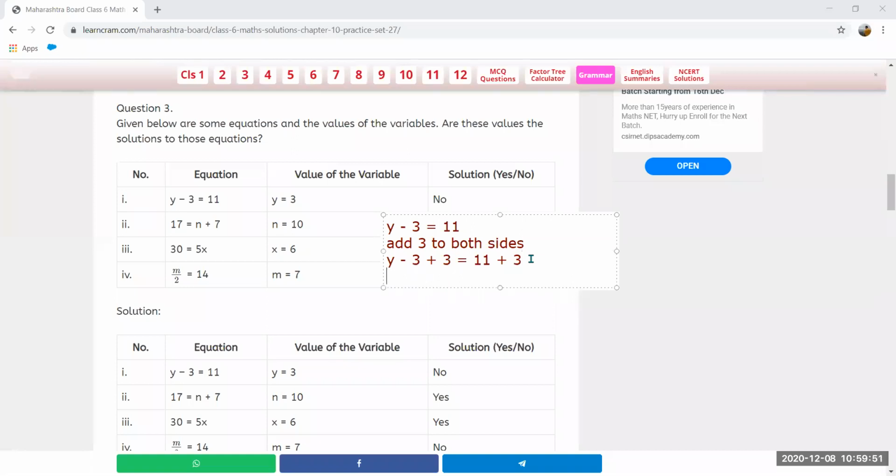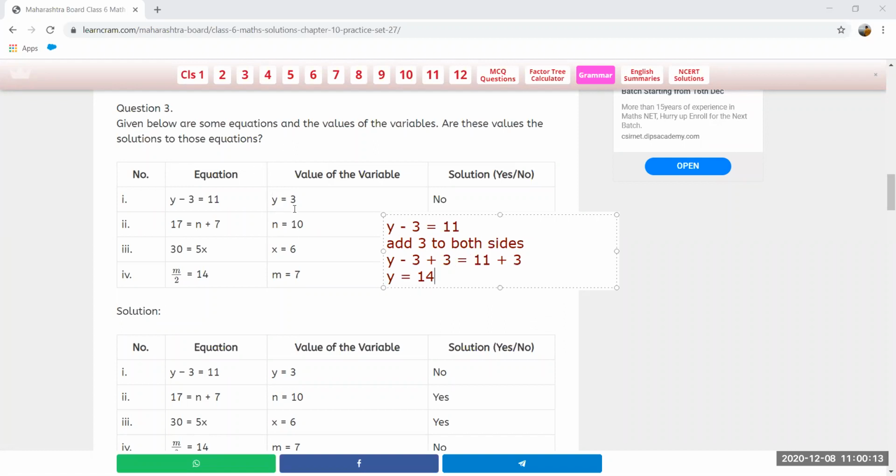Now again, this minus 3 and plus 3 would get cancelled, right? Now 11 plus 3 is how much? Yes, 14. Now what we got as the value of y? y is equal to 14.